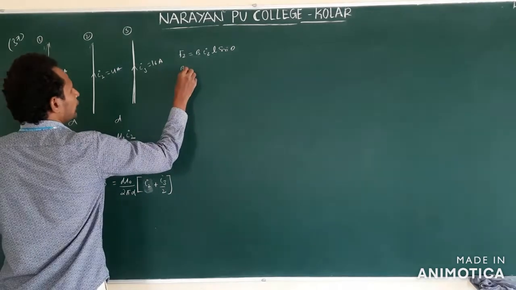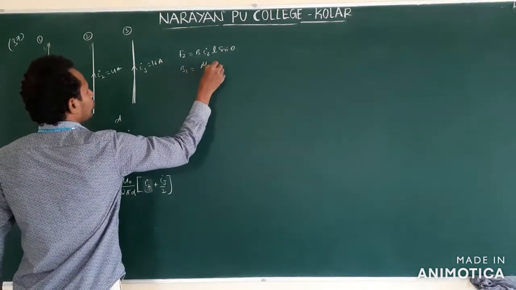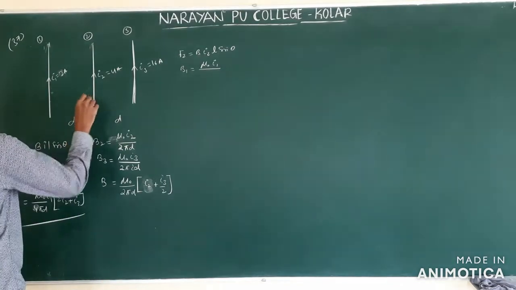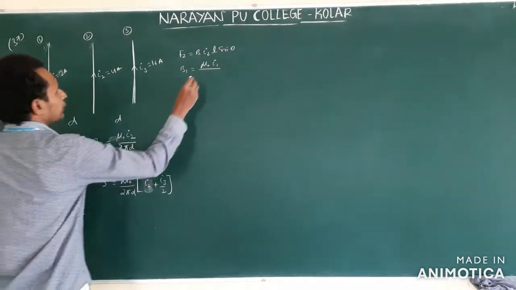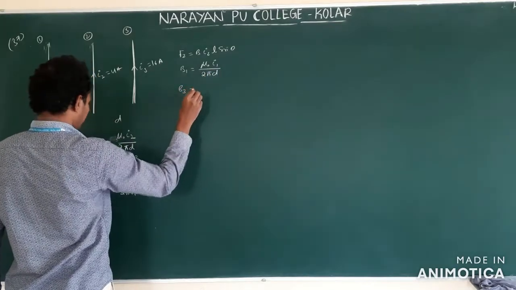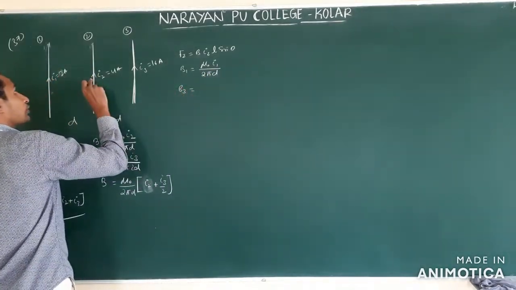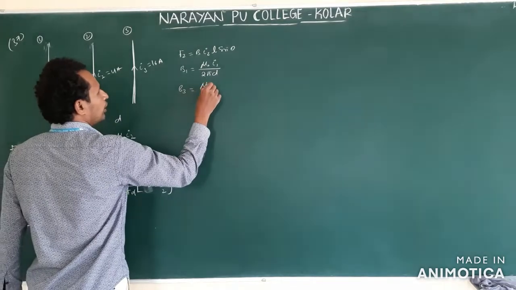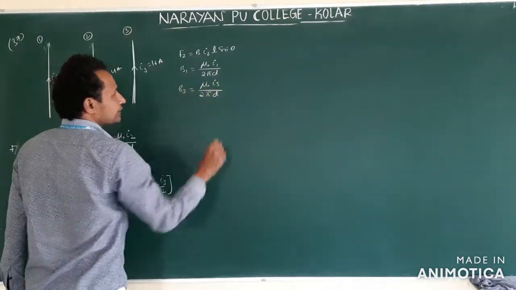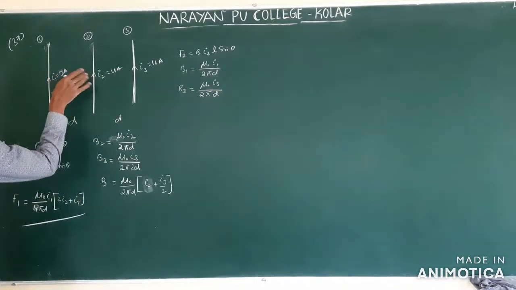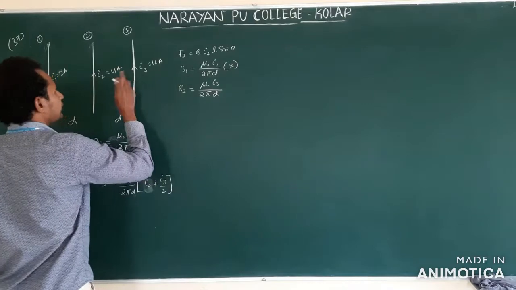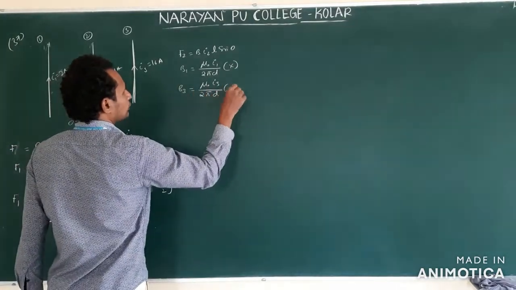So B1, the field at the first conductor, is mu naught I1 by, what is the distance between these two? It is d. So this is 2 pi d. Then B3 is the field at the second one, so mu naught I3 by 2 pi d. Again the distance remains the same. For this one, the field is moving in, this is cross, and this is coming out, dot.